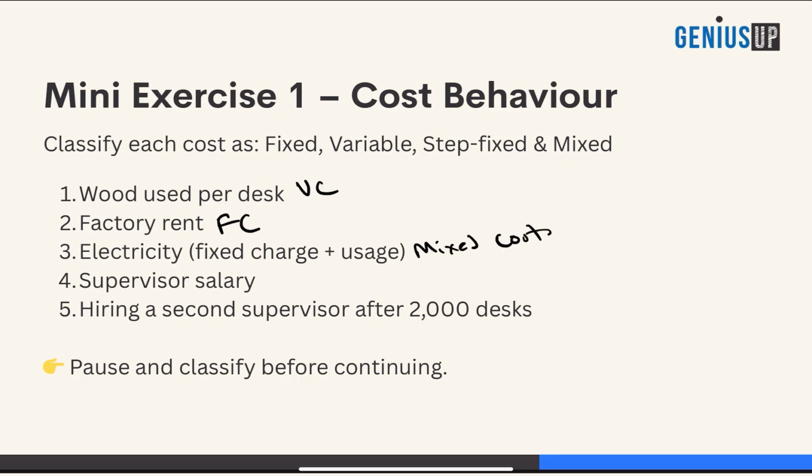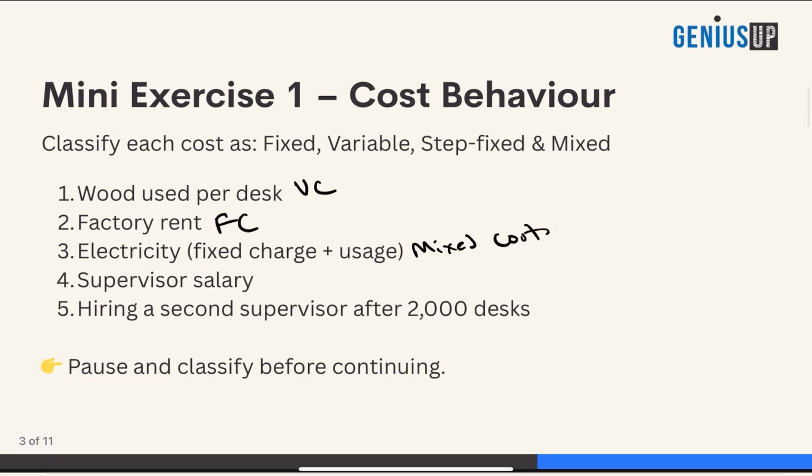Mixed cost. And then we have number 4, which is a supervisor salary. So supervisor salary, most of the times it's fixed, because we're saying that the supervisor is not directly involved in the production of the tables, the chairs, the furniture, but he supervises the entire team. So most of the times they'll get paid like a fixed amount. Let's say they're getting paid 15,000 a month, and then they're just overseeing the entire company or the entire factory. So therefore, this is going to be a fixed cost as well.